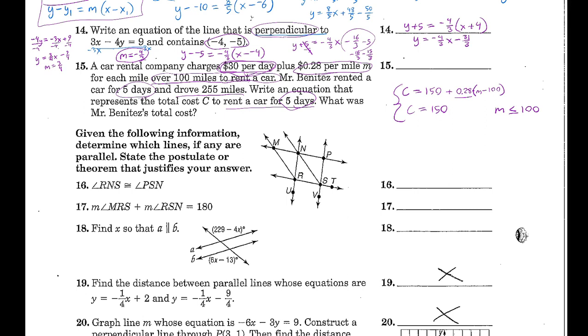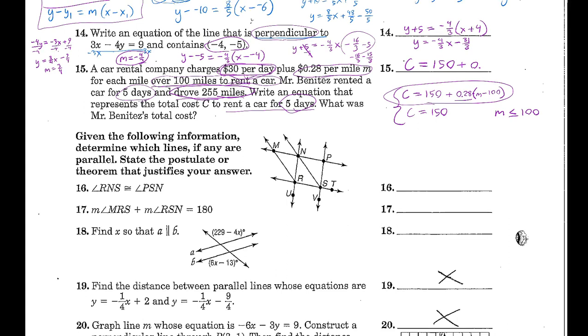What was Mr. Benitez's total cost? So since he drove over the 100 miles, this was our equation. He was charged some extra. So the cost equals 150 plus 28 cents. Whoa, that was a crazy 28 there. Let me erase that. Plus 28 cents per extra mile over 100.